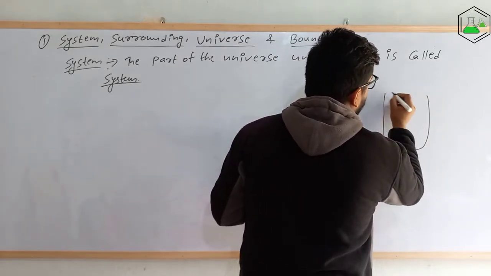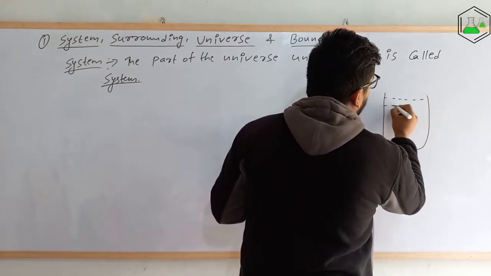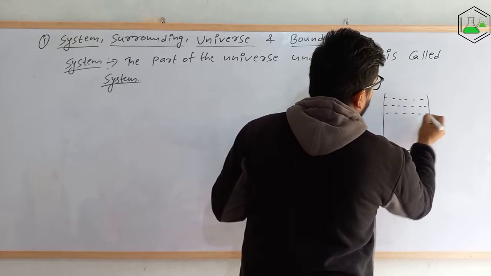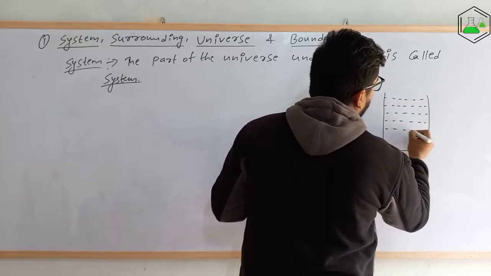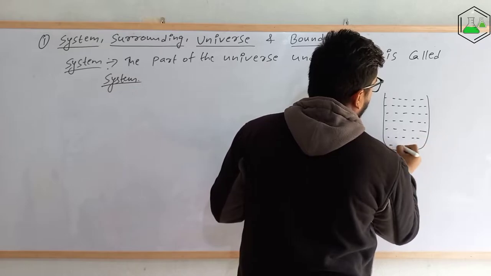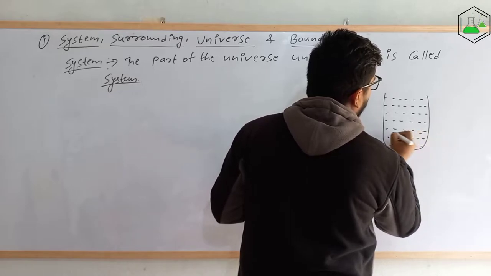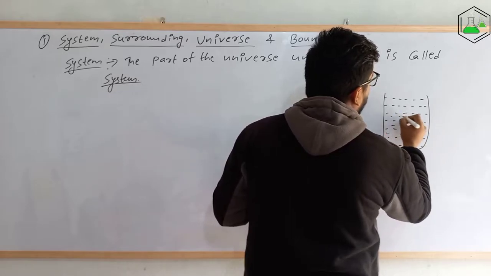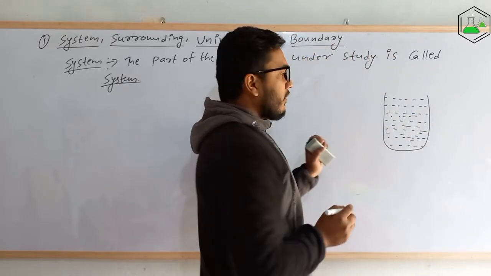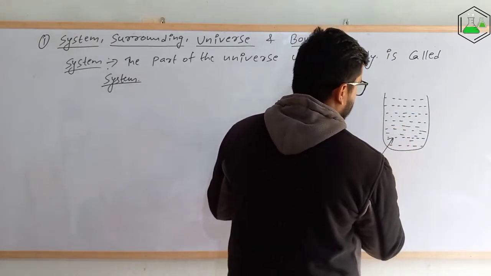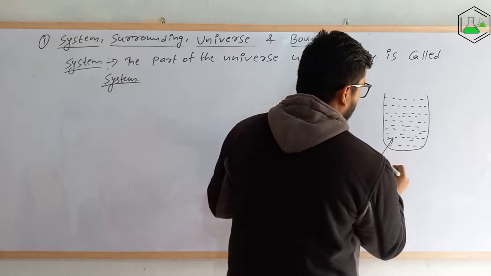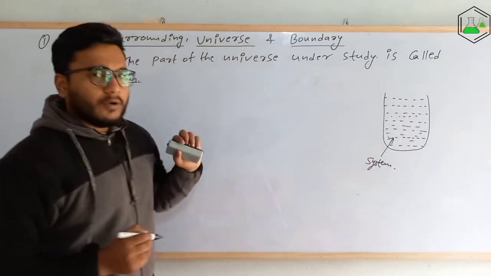Let us understand this by a figure. Suppose we have a beaker, then anything inside it is called the system. If some process, such as a chemical reaction, is happening inside there, then this is the system.